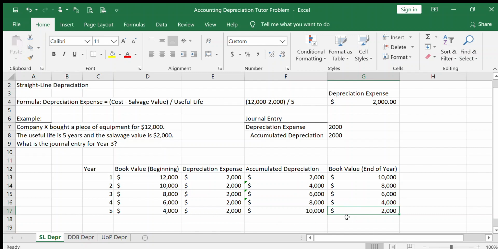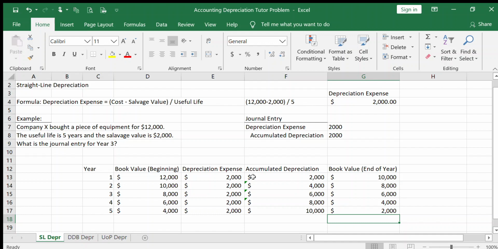Why is that? Well, because by putting our book value, this is how much we believe our equipment is worth. So we're saying that our equipment is decreasing in value by $2,000 every year. And at the end of its useful life, we say that it's worth $2,000 because we believe that we can salvage it or sell it for $2,000 once the useful life has decreased.